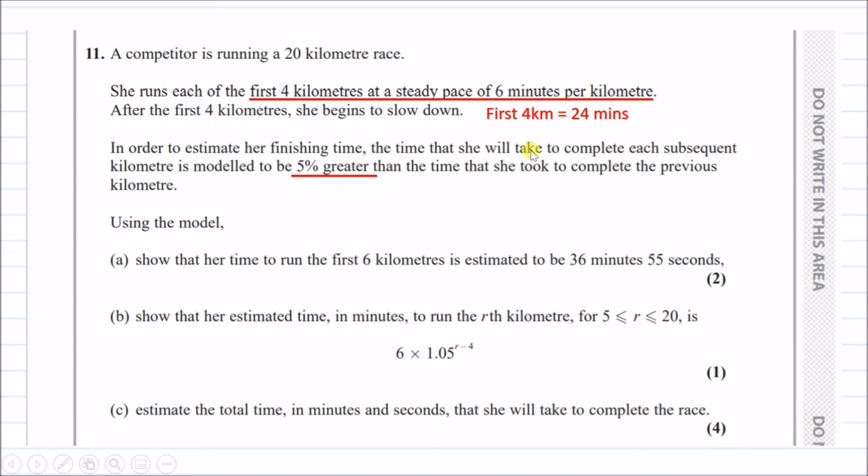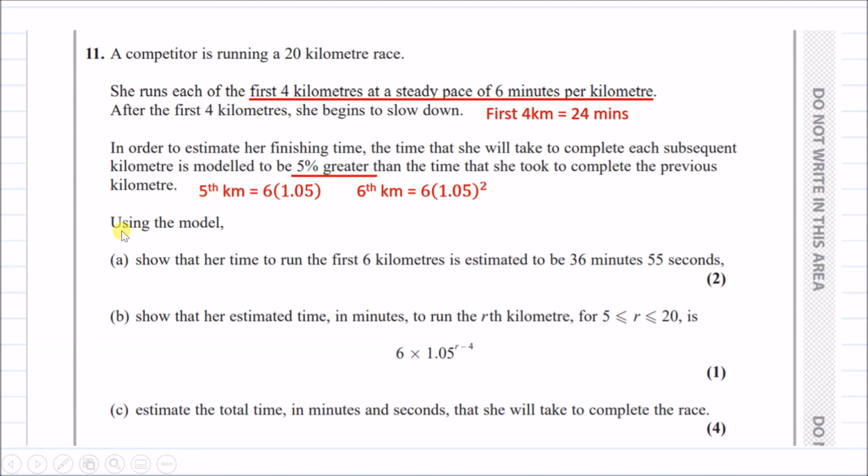Okay, so what this means now is that we're no longer doing this arithmetically. We're doing this geometrically. It's going to be increasing by some rate. For example, we know that it took 6 minutes to do a kilometer. That means on the 5th kilometer, it will be 6 times 1.05. So it's going to increase by 5%. Likewise, the next one's going to be 5% greater than that. So the 6th kilometer will be 6 times 1.05 squared. And the next one is cubed, power 4, and so on.